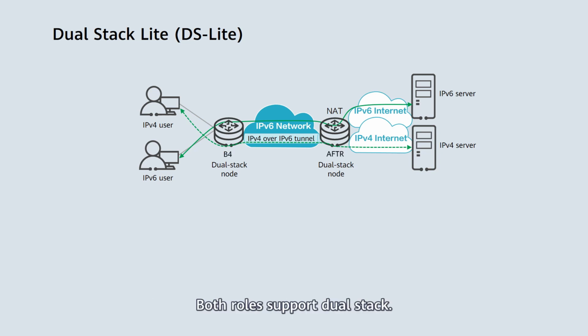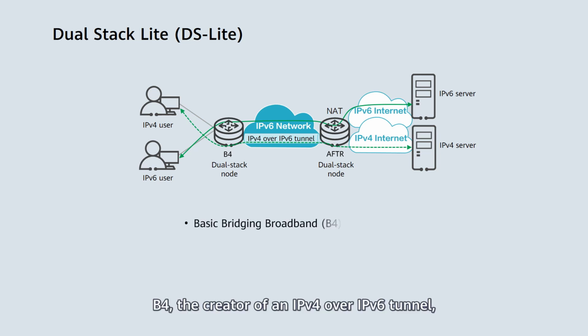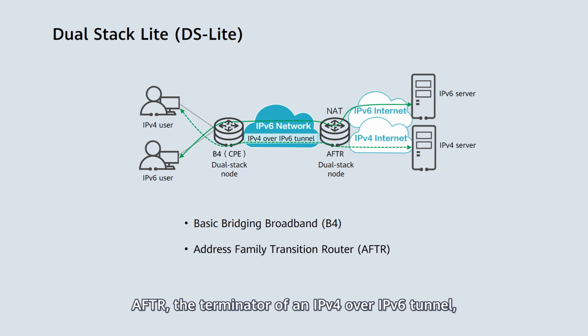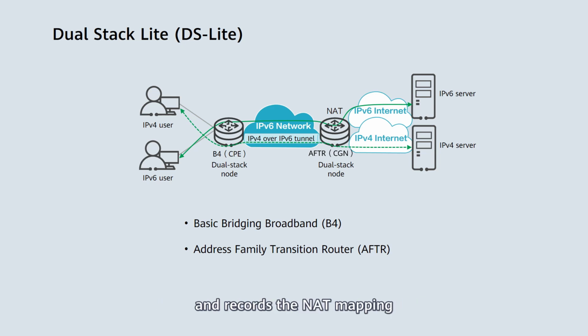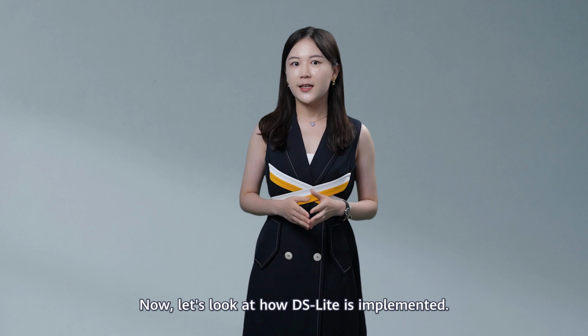Both roles support dual stack. B4, the creator of an IPv4 over IPv6 tunnel, is usually implemented on CPEs. AFTR, the terminator of an IPv4 over IPv6 tunnel, is usually deployed on CGN devices. It decapsulates IP packets, performs NAT, and records NAT mapping. Now let's look at how DS-Lite is implemented.